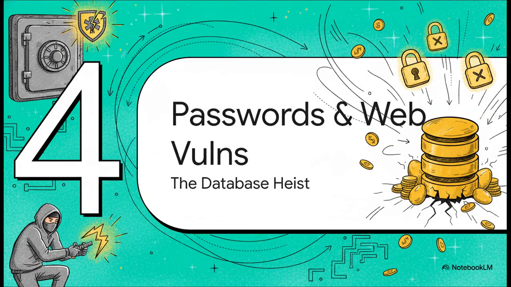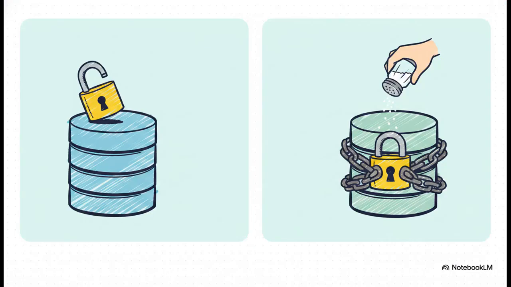All right, Phase 4, Passwords and Web Vulnerabilities, the classic database heist. Once an attacker is actually inside the system, what are they even looking for? Well, the golden goose is the database, and specifically, cracking the passwords. Now, forget the Hollywood trope of a hacker typing furiously to guess a password. That's mostly a myth. In the real world, hackers steal the entire database.